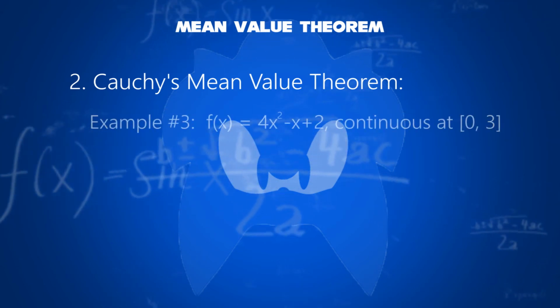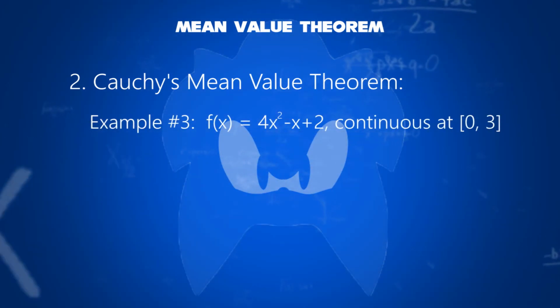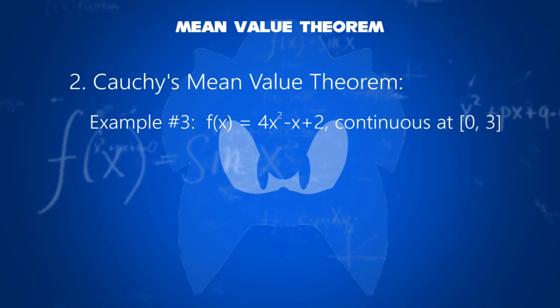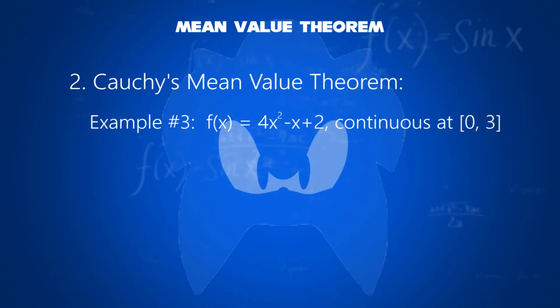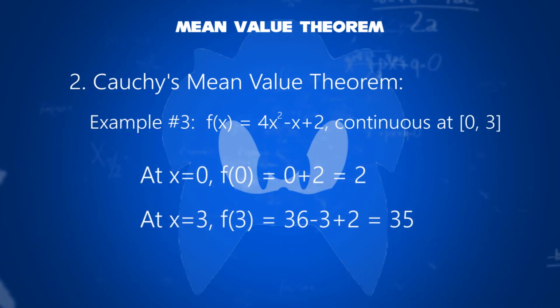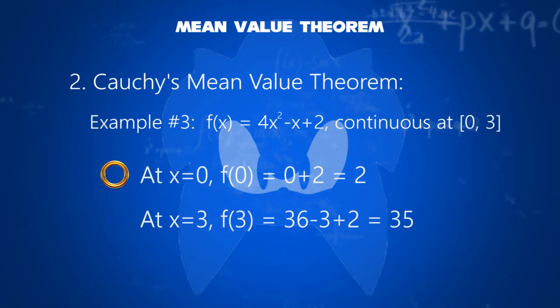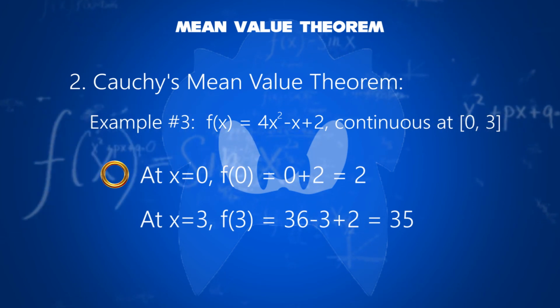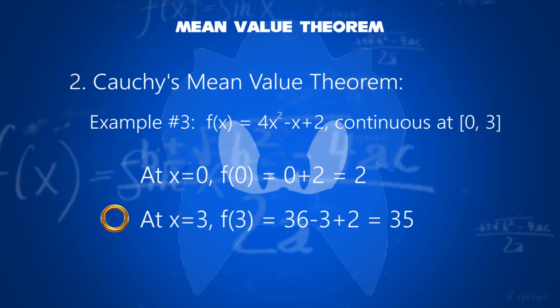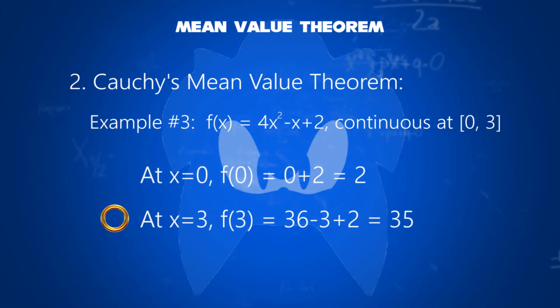For example, if f of x equals 4x squared minus x plus 2, continuous at 0 and 3, where a equals 0, and b equals 3. Then we substitute the two values of x for the given a and b. At x equals 0, solving, we get the value 2. At x equals 3, again solving, we get the value 35.